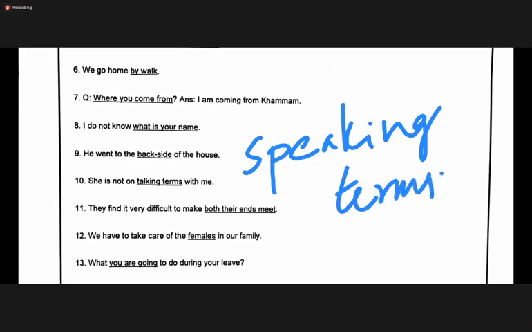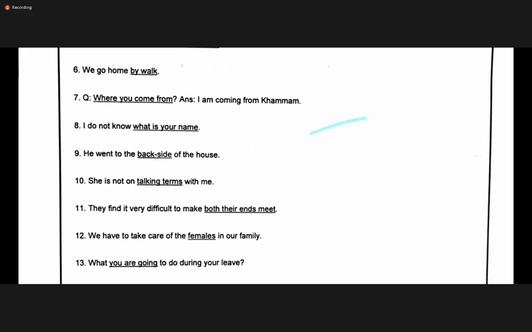They find it very difficult to make both their ends meet. The correct idiom is both ends meet, not both their ends meet. They find it very difficult to make both ends meet. The correct answer is both ends meet. Remove "their".